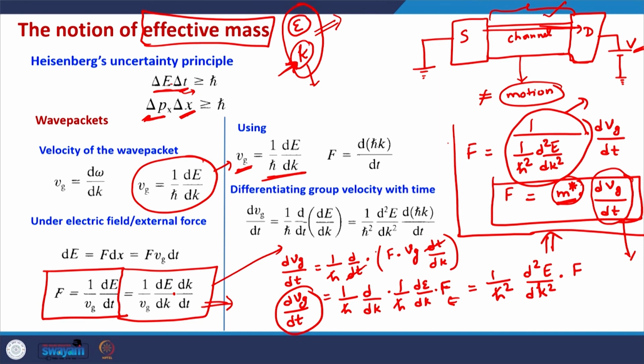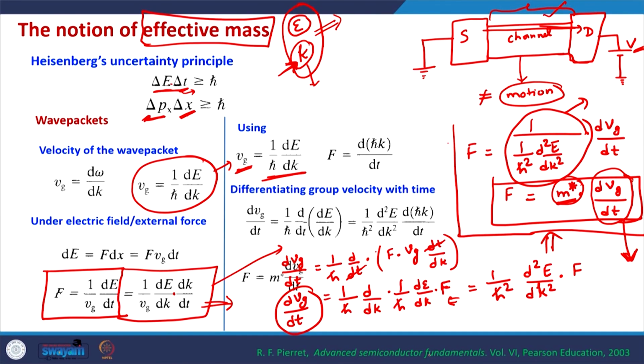Okay, so I will recommend you to read more about the notion of effective mass, especially from the text by Robert Pierret titled Advanced Semiconductor Fundamentals. This book discusses the KP model, the E-k relationship for solids, and this idea of effective mass in a very concise and very simple, easy to understand way.